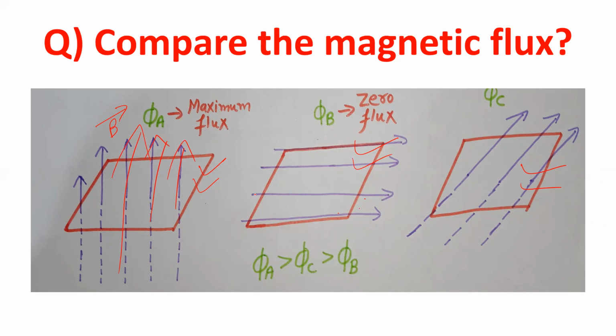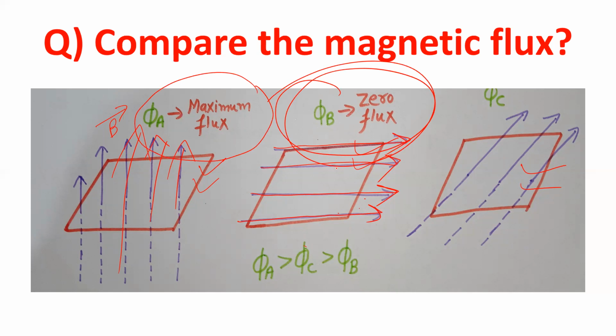But if we go to the second part, no lines are crossing the surface, all are just touching them tangentially. So no field lines are crossing them. That does mean no flux is linked with the surface. No lines are cutting this surface in the second case. That is why I have written phi b as zero flux and phi a as maximum flux. And now comes the third situation, phi c. It's a condition in between them.